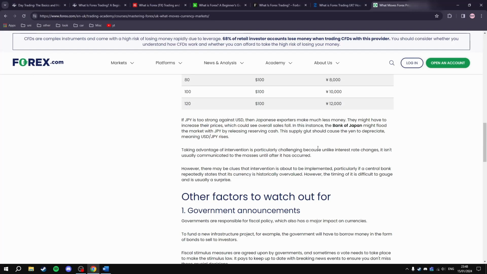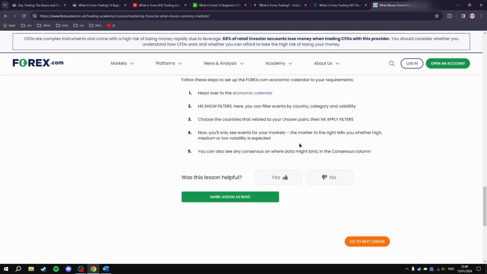Taking advantage of intervention is particularly challenging because, unlike interest rate changes, it isn't usually communicated to the masses until after it has occurred. However, there may be clues that intervention is about to be implemented, particularly if a central bank repeatedly states that its currency is historically overvalued. However, at the time it is difficult to gauge and is usually a surprise.